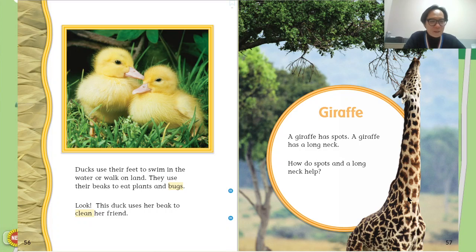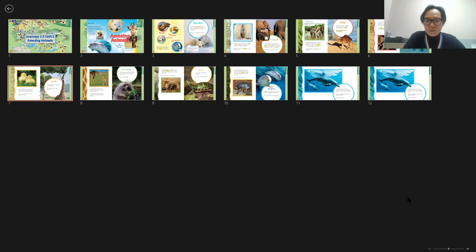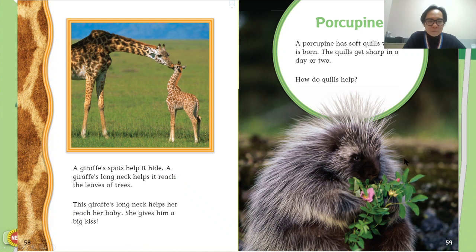Someone told us the word yesterday. Oops. A giraffe's spots help it hide. A giraffe's long neck helps it reach the leaves of trees. This giraffe's long neck helps her reach her baby. She gives him a big kiss. The mommy giraffe gives the baby giraffe a big kiss. Did your mama give you a big kiss today?